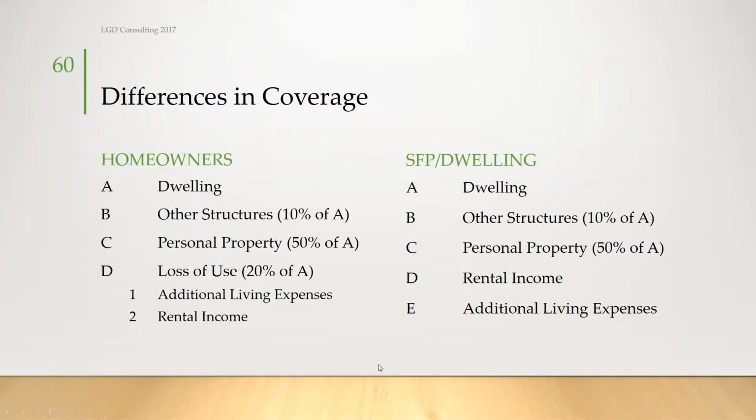Okay. Even though they're pretty much exactly the same, because rental income D over here is the same as loss of use part 2. Additional living expenses is loss of use part 1. So it's the same. They just broke it down differently for some apparent reason.